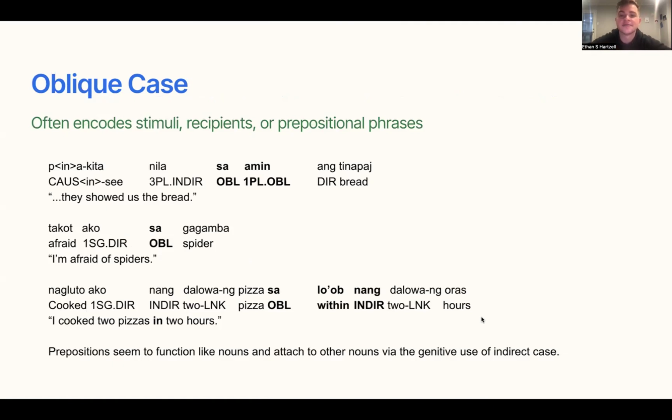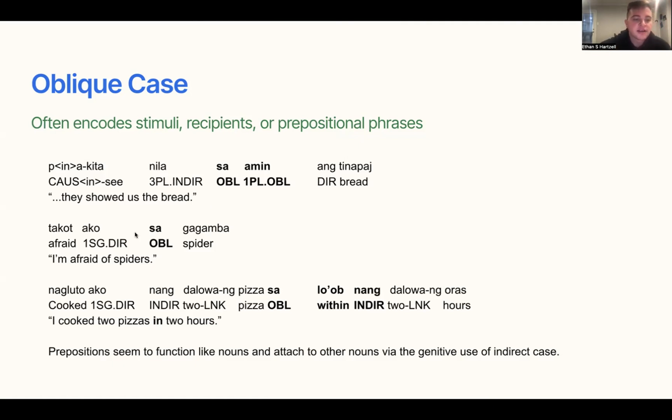Now, this is the last section on case. Oblique case usually encodes stimuli, recipients, or other prepositional phrases. So, for example, they showed us the bread. Pinakita nila sa amin ang tinapay. So you've got sa amin. Note that it gets the oblique particle and the oblique pronoun also appears, whereas pronouns typically in direct or indirect case didn't need a particle preceding them.